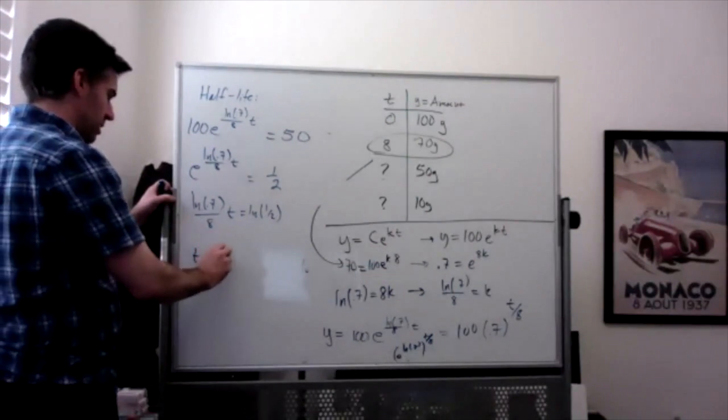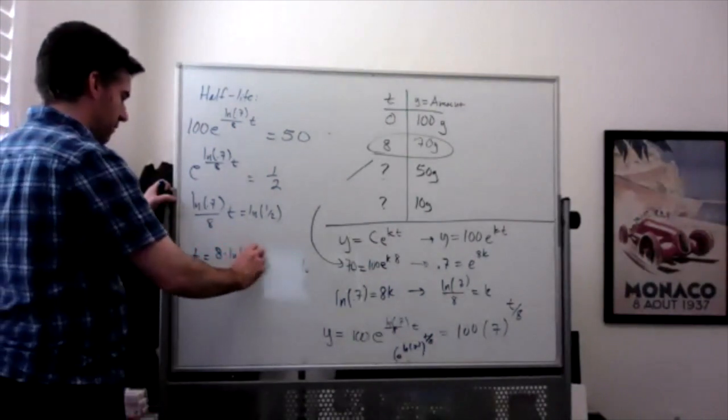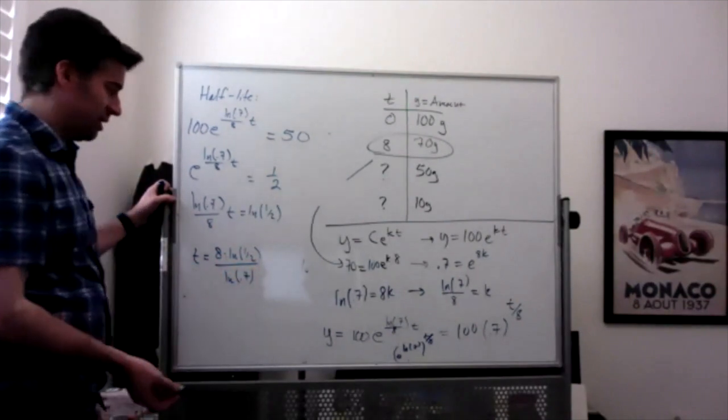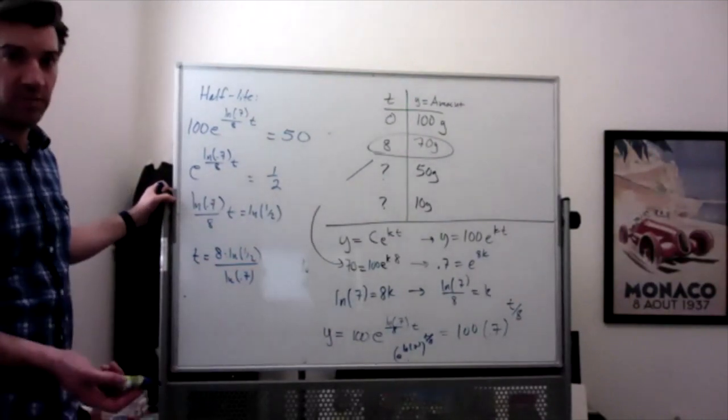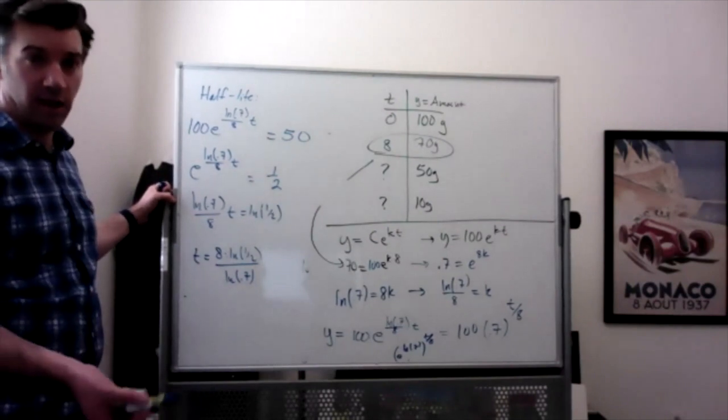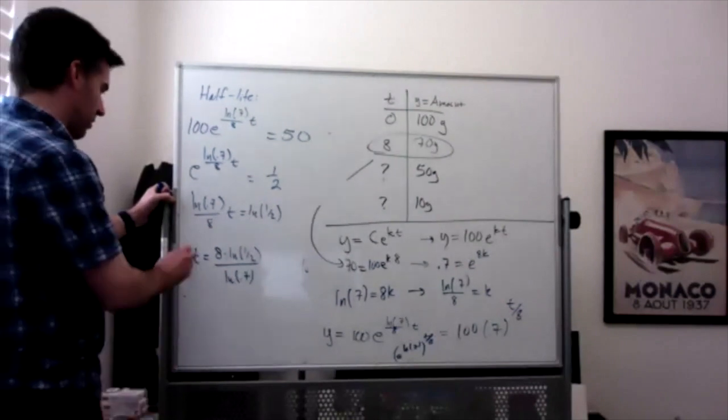And then solve for t. So t is 8 times the natural log of 1/2 over the natural log of 0.7. So that's your half-life for this problem. It's not pretty. You could use the calculator to get an actual approximate value, but I would just leave it like this.